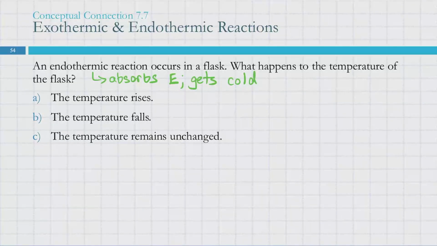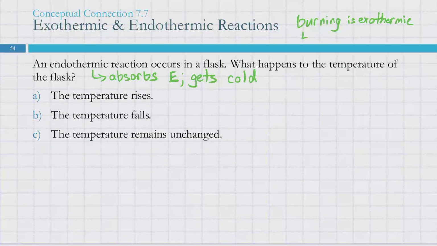Burning is an exothermic reaction. Like burning a candle, burning a piece of wood, combustion in your engine. Burning, famously, is hot. That's exothermic. Exothermic is hot, so the opposite should also be true. Absorbing energy, or endothermic, is going to be cold. So this is going to cause the temperature to fall, because it's absorbing energy, taking kinetic energy and turning it into potential energy.